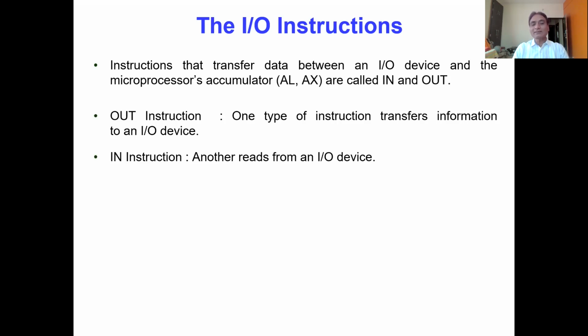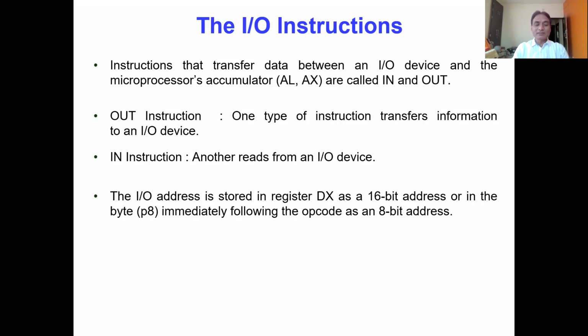The IN instruction is another kind of IO instruction, used to transfer data from an input device to the processor. It means from the outside world to the processor is the IN instruction, and from the processor to the outside world is the OUT instruction. The IO address is stored in register DX as a 16-bit address, or in byte P8 immediately following the opcode as an 8-bit address. So there are two options, and accordingly two addressing modes: fixed port addressing and variable port addressing.